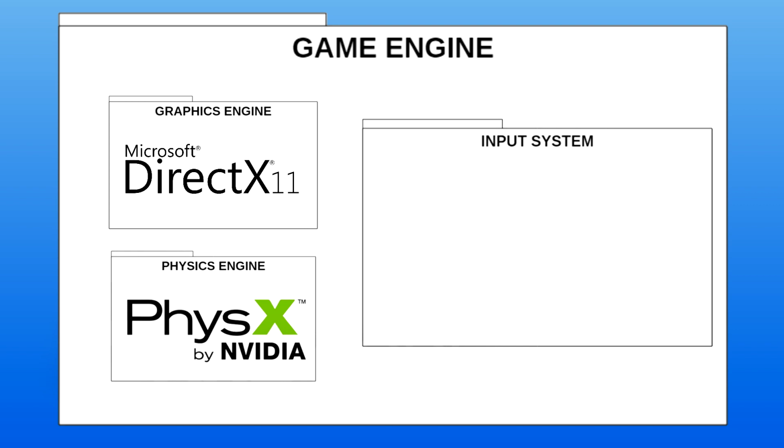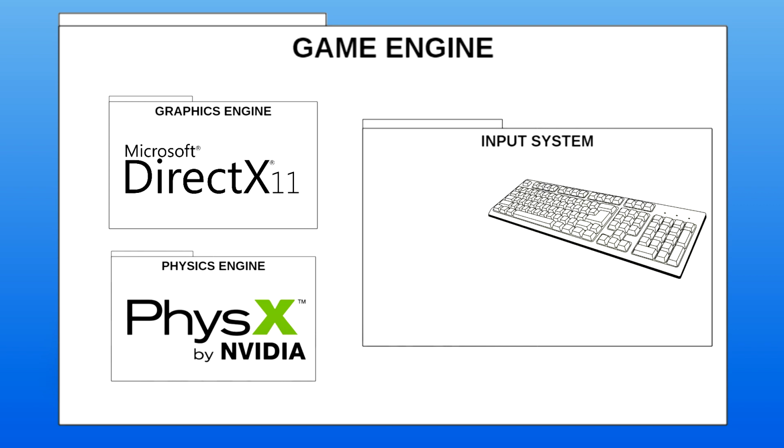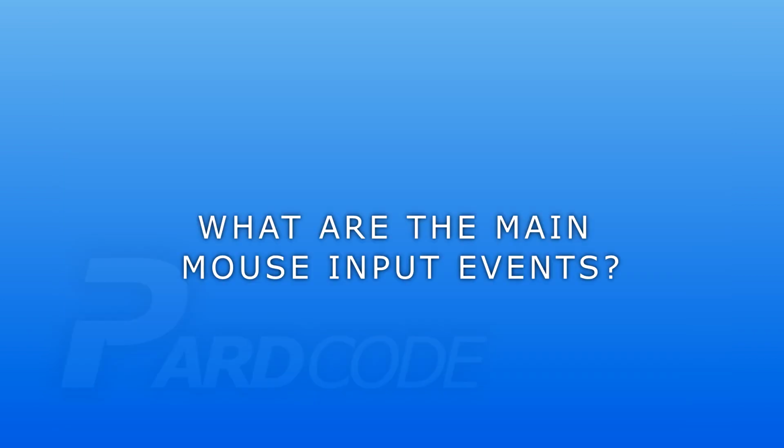In the previous tutorial, we have seen what is and how to implement an input system, and we also seen how to integrate an input device like keyboard. Today, instead, we will see how to integrate another important input device, like the mouse. But what are the main mouse input events that we have to handle?